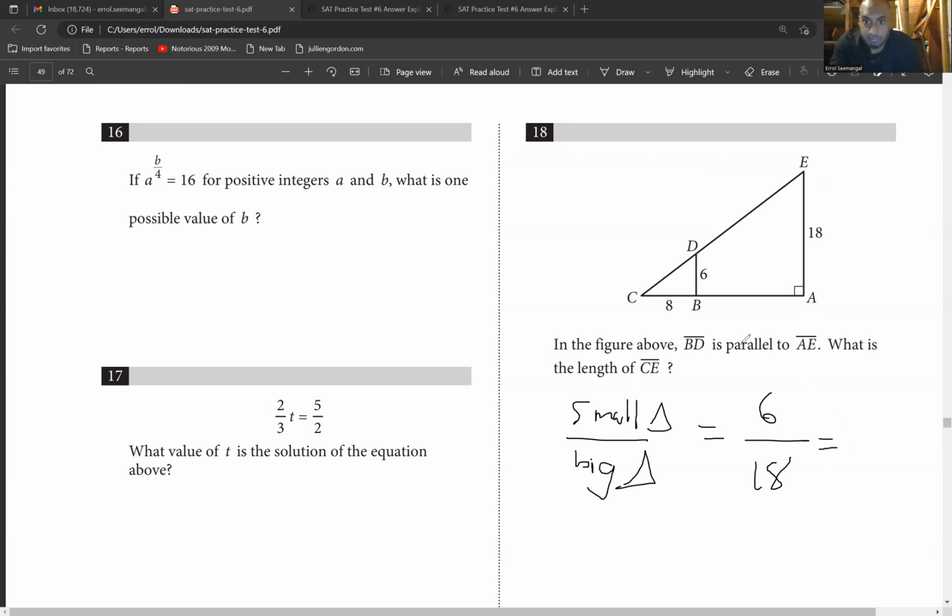What are we trying to find? We're trying to find the length of CE. Oh, CE, which is this. Oh, we don't know CD yet. So we do the Pythagorean. We're trying to find this, right? CD. Yeah.